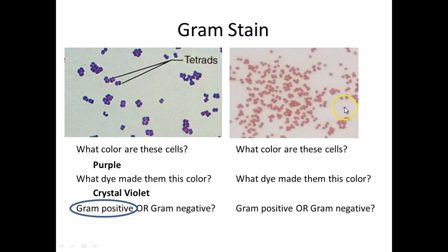These cells are what color? Pink. What stain made them that color? Safranin. And they are gram negative. Both these pictures show what shape of cells?